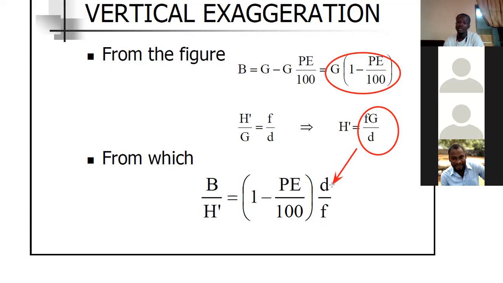Then we turn upside down the F and the D, D over F. So we can write this relationship. For any particular photograph with known percentage overlap and dimension, we can literally find B over H. Why are we interested in B over H?